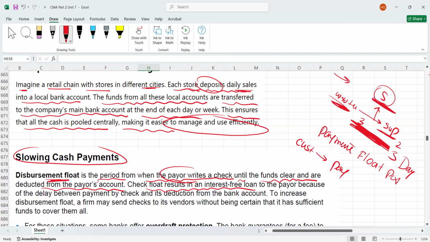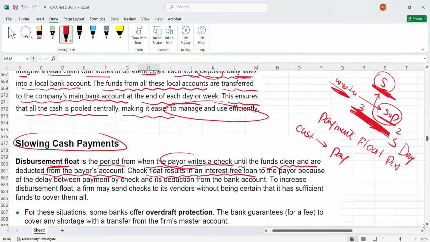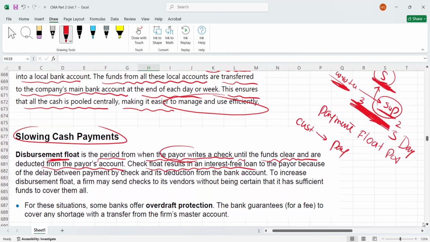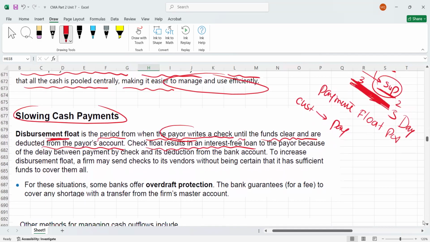But sometimes what will happen, if you use it, maybe the amount will be insufficient in your bank account, and once your supplier presents that check, the check might be bounced, right? So this is then the problem. To avoid this risk, where the check might be bounced by the bank due to insufficient funds, companies can go for overdraft protection also. What is overdraft? We can agree with the bank on a limit, which is also called a line of credit.